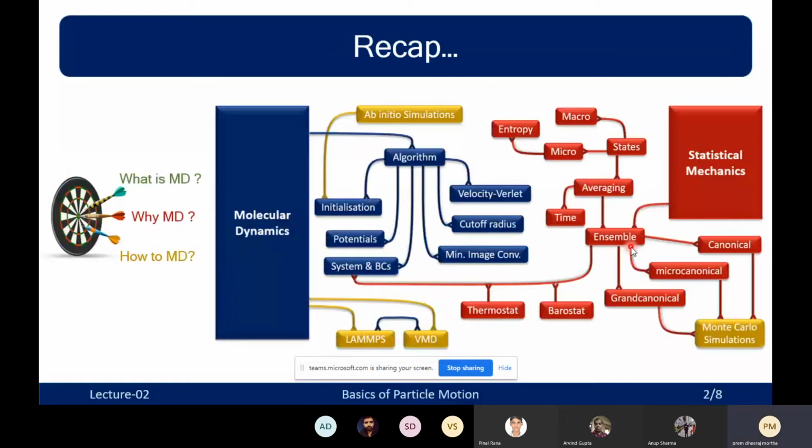Before diving into the slides, let us take a moment to recapitulate what we have discussed in the last session. In the last session, we basically tried to find answers to these three questions. What is MD? Why do we need MD? And how do we implement MD? If you could quickly recall, molecular dynamics, or in short MD, is a deterministic tool used for analyzing the physical movement of particles.